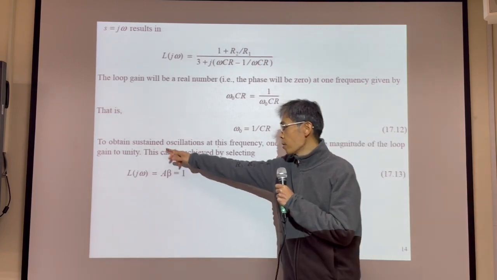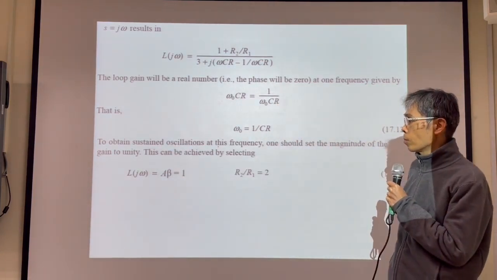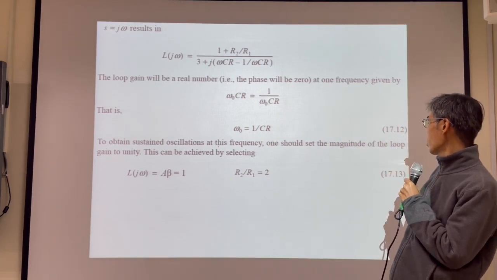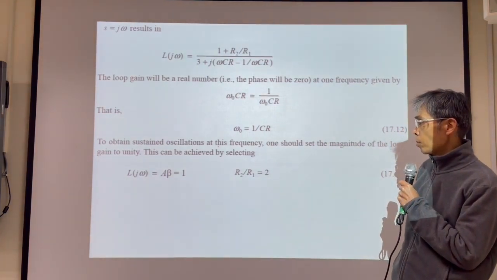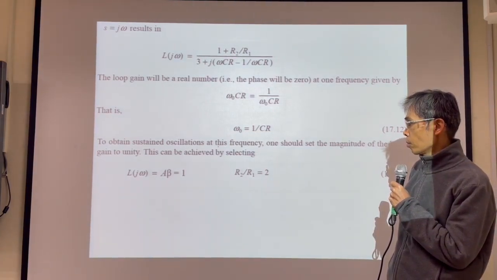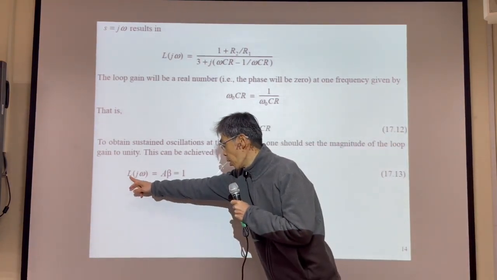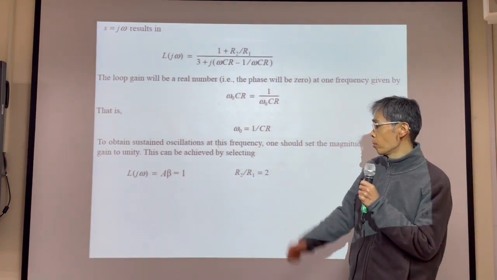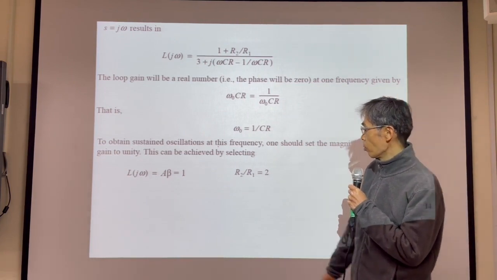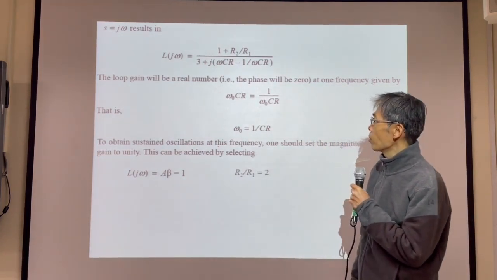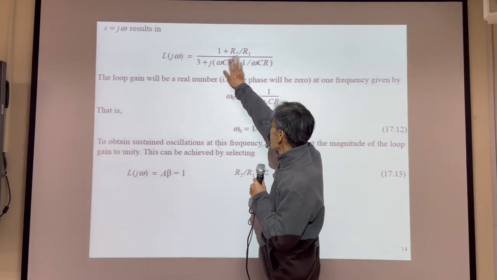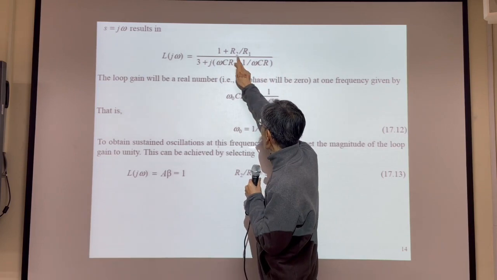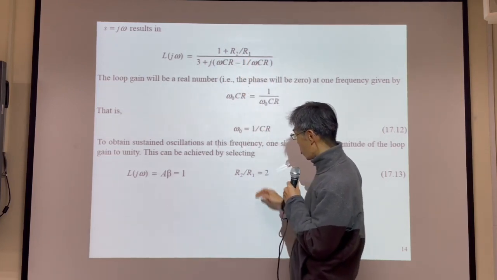Kyler, could you read this? To obtain the sustained oscillations at this frequency, one should set the magnitude of the loop gain to unity. This can be achieved by selecting... Okay, so loop gain L should be 1 to make sure we have oscillation. So βA should be equal to 1. Then if this one is 0, then this one equals 1, then R2 divided by R1 should be equal to 2.